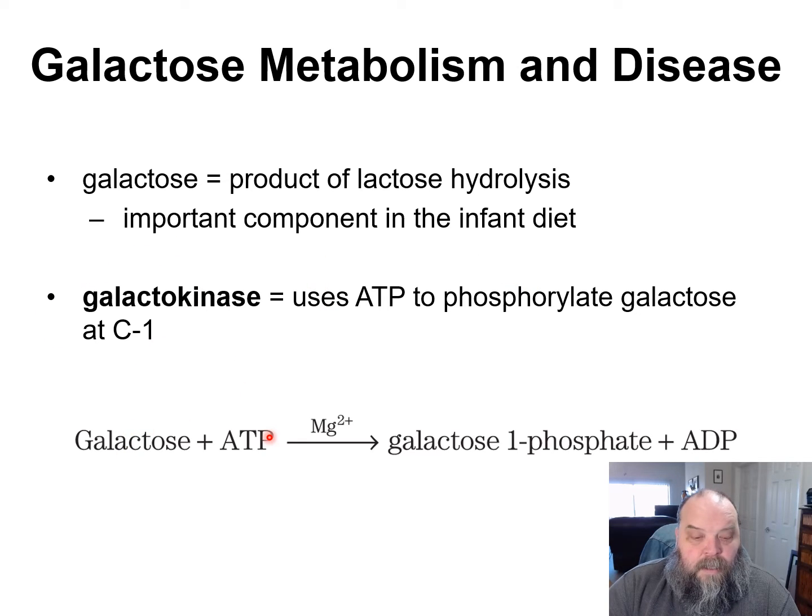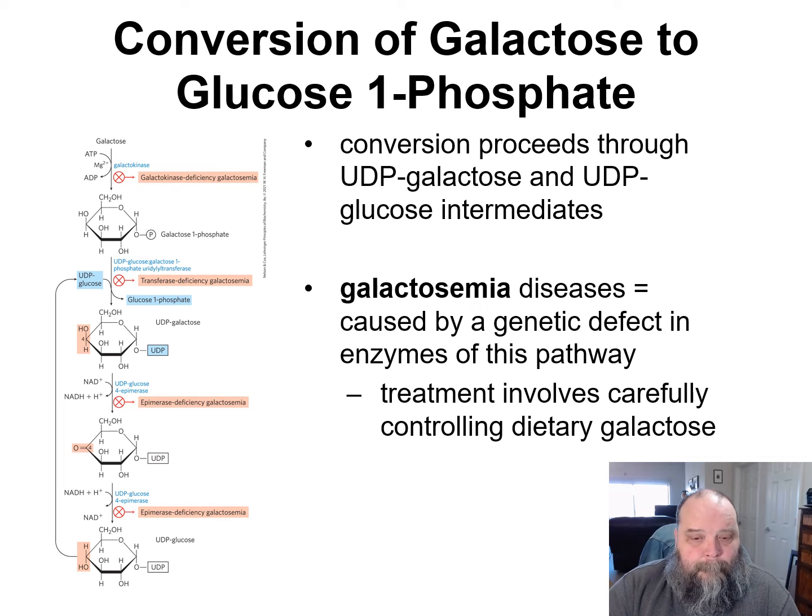Galactose plus ATP, stabilized by magnesium, makes galactose 1-phosphate. Galactose 1-phosphate, which is made by the enzyme galactokinase, can then be converted into glucose 1-phosphate, which will then be converted into glucose 6-phosphate and enter into glycolysis.